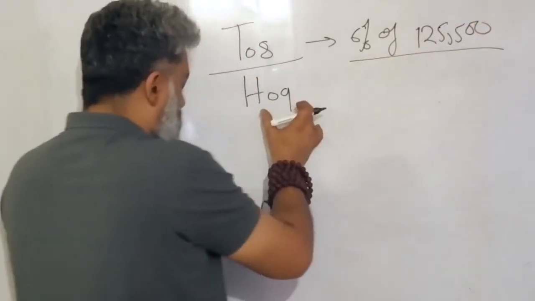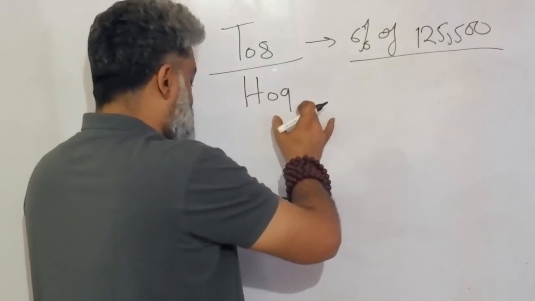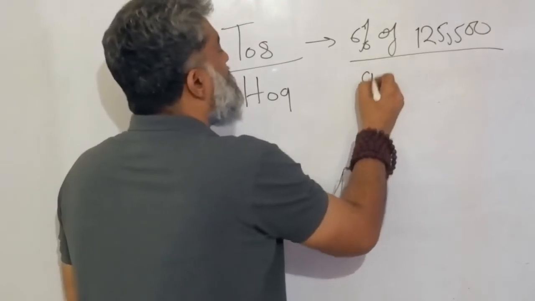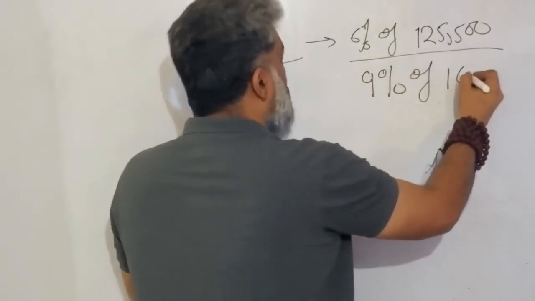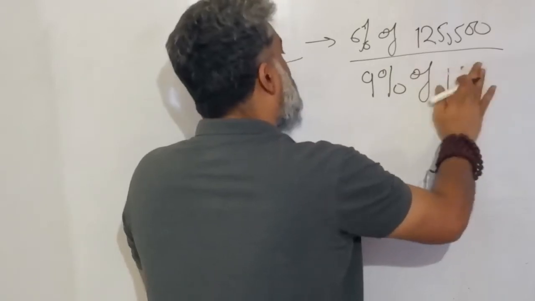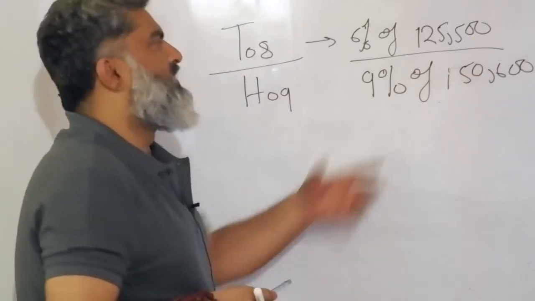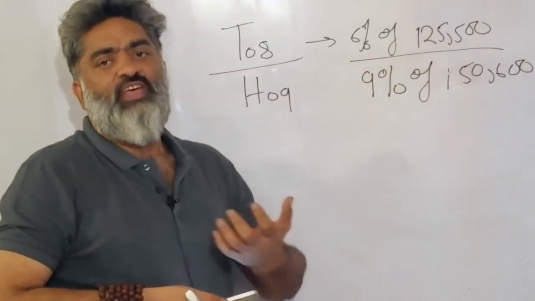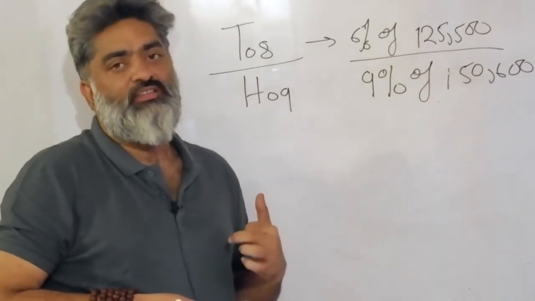And Honda, or Hyundai, sorry, is it Honda? Honda in 2009 is going to be 9%. Do check the values for yourself. 9% of what? Of 1,50,600. Calculate this. Nowadays you also have a calculator in your exam portal, right? So calculate this and you have your answer, right?